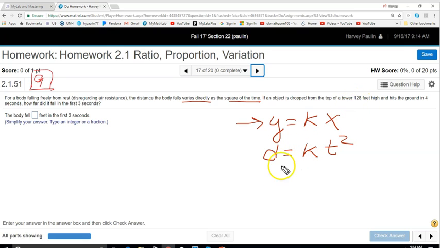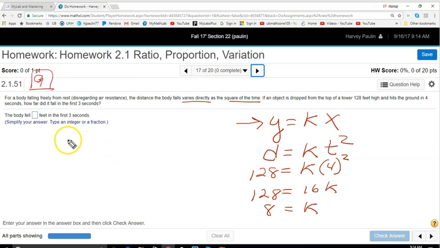Well, we know our initial distance is 128. We don't know what k is, but it hits the ground in 4 seconds. So we know our t is 4 that we have to square. So this becomes 128 equals k times 4 squared, which is 16k. So we're going to divide both sides by 16, and we get that k is 8. So our new formula of variation will be distance, d, equals our new value for k, 8, times t squared.